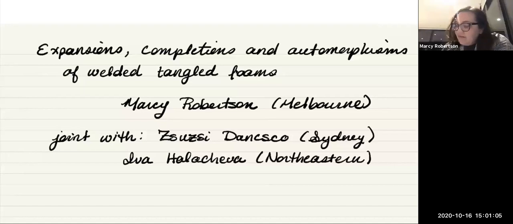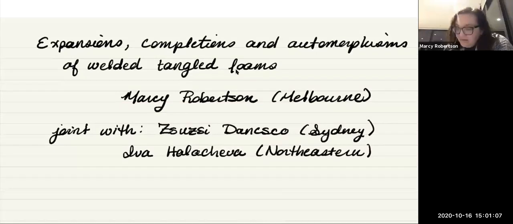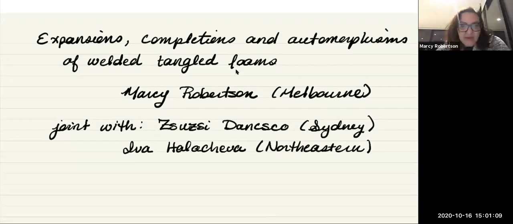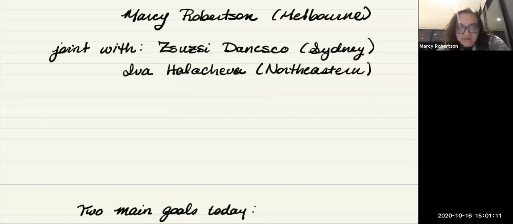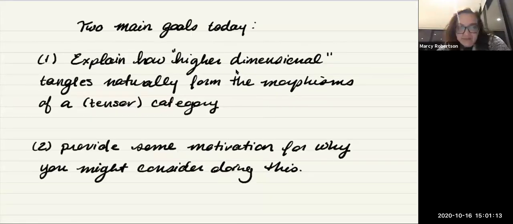So I have two goals today, which are to tell you about how higher dimensional tangles, so surfaces embedded in R4, naturally are the morphisms of a tensor category. I will define everything about that, so it's not a big deal. And the second part is to provide some motivation for why you would consider doing this. The idea is not just to make a category because it's fun. There's actually a problem in the background that will make this really useful.